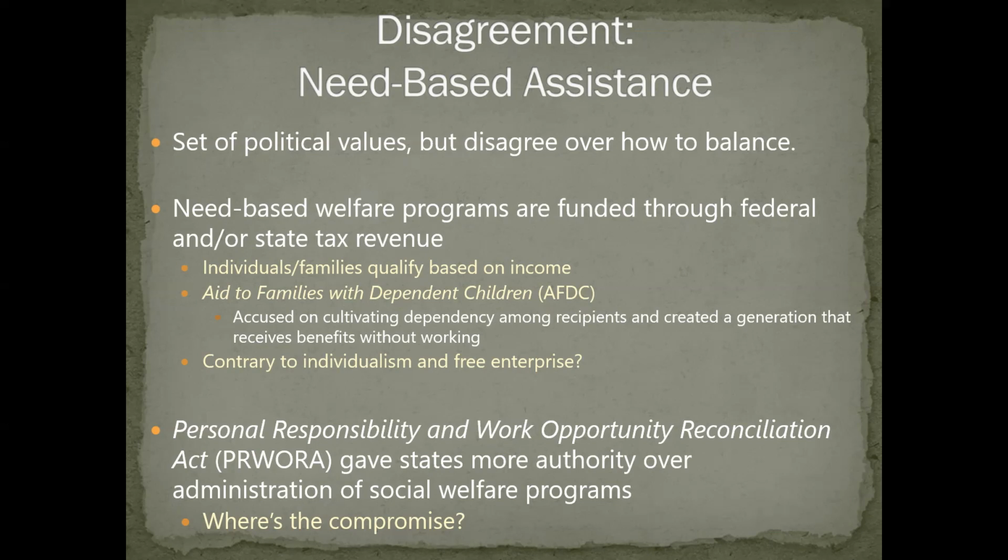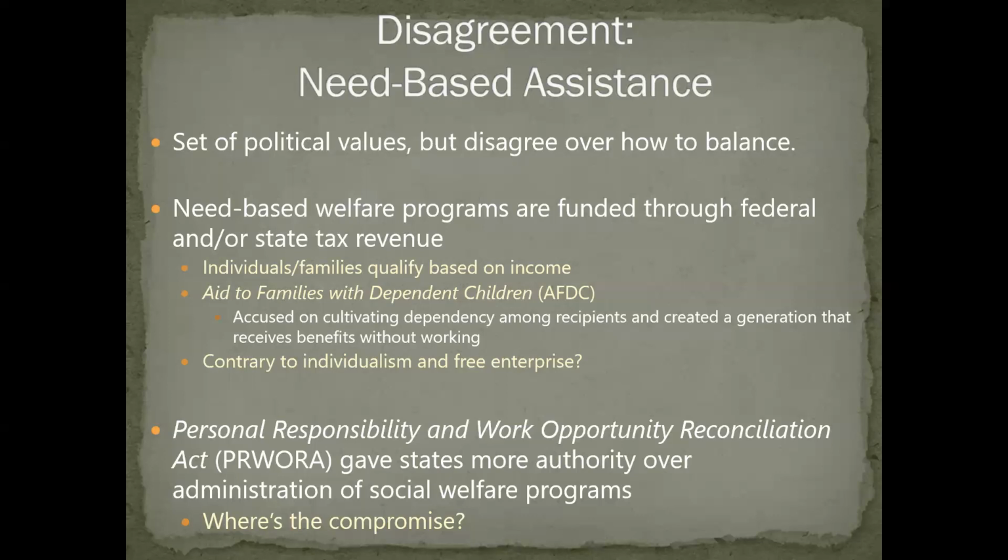Another example is the PRWORA, which is Personal Responsibility and Work Opportunity Reconciliation Act. This is interesting because this is an example of devolution, if you want to write that down. That's where the federal government tries to turn back some control of things to state governments. And that's exactly what this did. This gave states more authority over administration of social welfare programs.